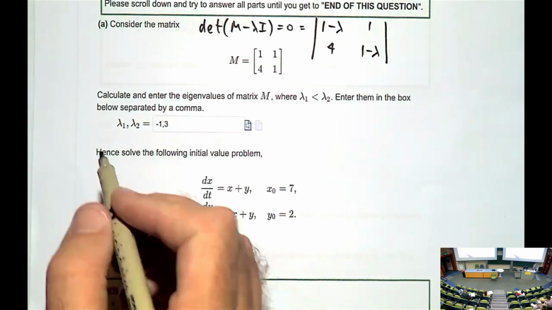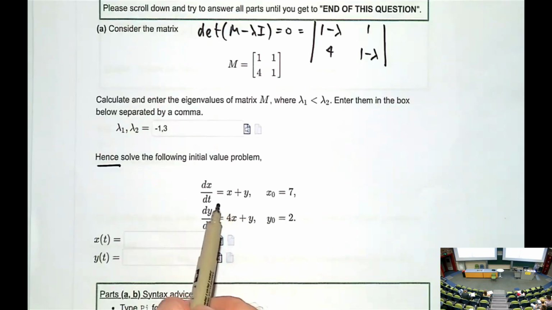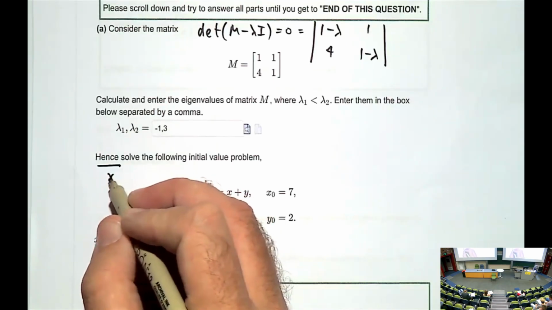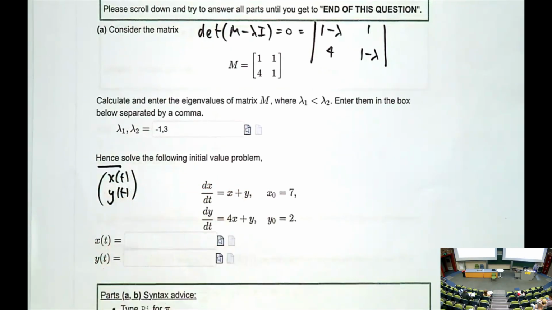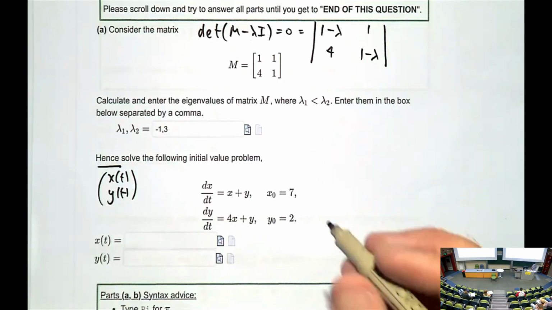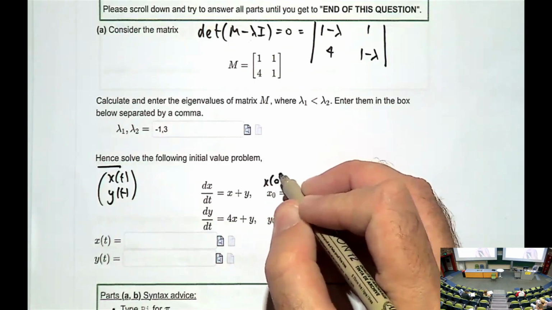All right, so let me show you a cool thing. We're basically looking for a vector that contains 2 functions, x of t and y of t, such that when you differentiate them, they satisfy the simultaneous equations. Now, what's this extra bit on the end? I really think they meant this here.